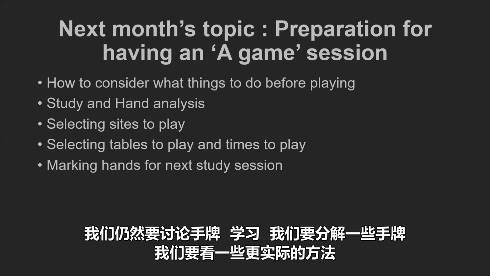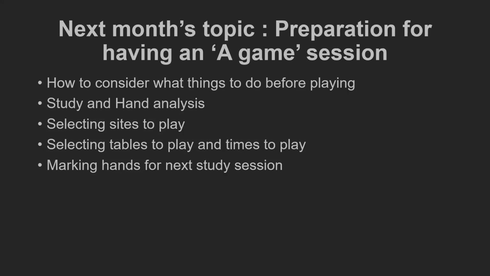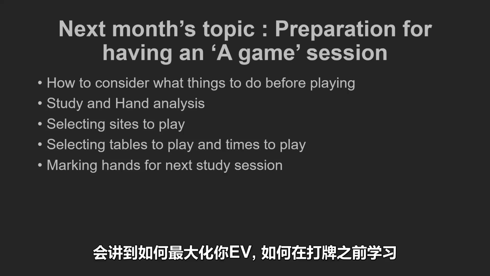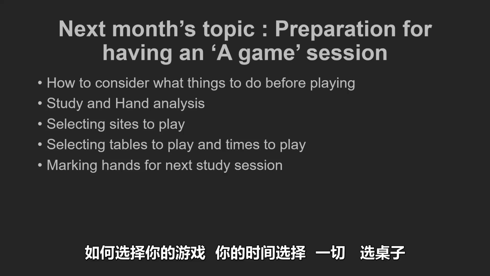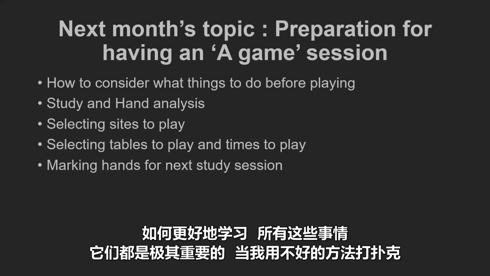We're still going to talk about hands, about studying, and we're going to break down some hands. We're going to look at a more practical approach on how to maximize your potential. So not talking only about blockers and exploiting fish, but how to maximize your EV. That means considering what to do before playing, how to study, how to select your games, your time selection, everything. Talking about rakeback even, and rake, selecting tables, finding the weakest opposition, how to study better, all of those things. They are extremely important.